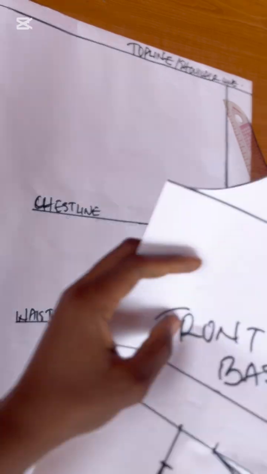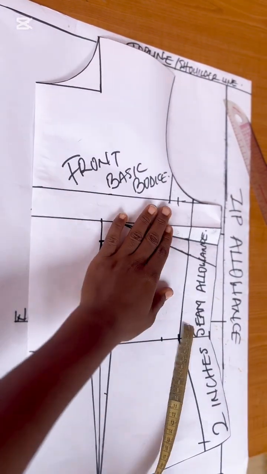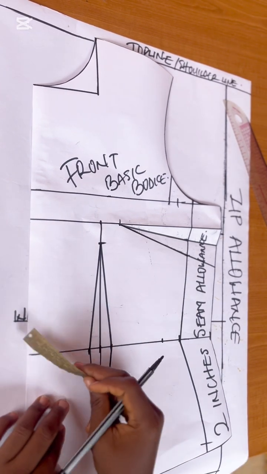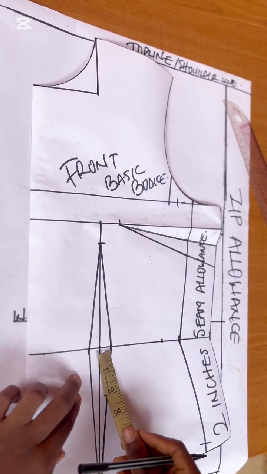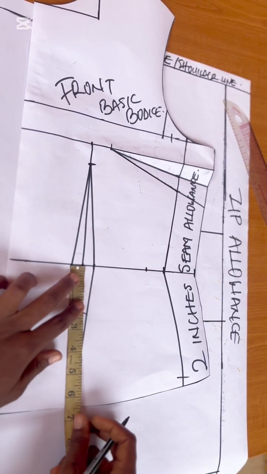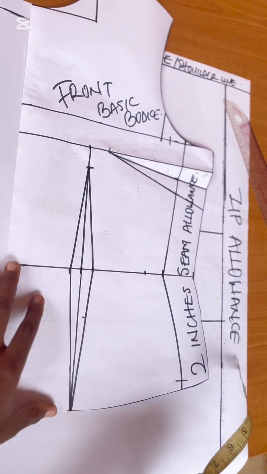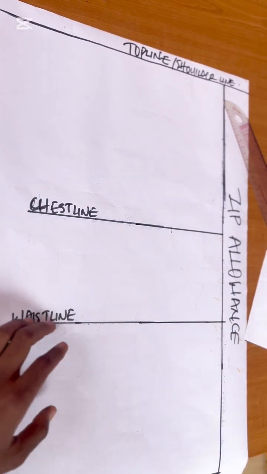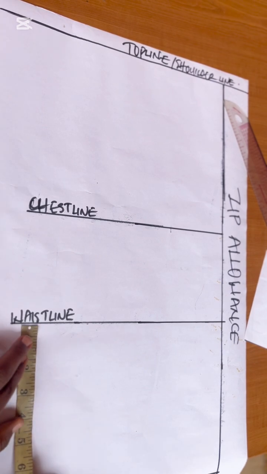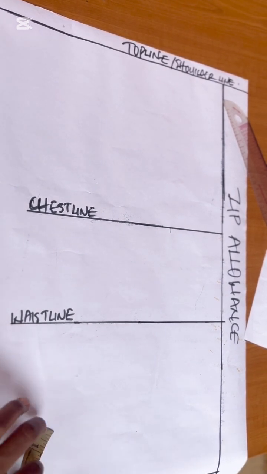Okay, the next thing we'll be doing is to get the length of our top. To get the length of the top for the back, we use our front basic body that we've already drafted. You measure from that waistline to the length of where it stopped. I have 6.5 from this waistline, so I'll just measure 6.5 from my own waistline now. So it's just going to be the same.